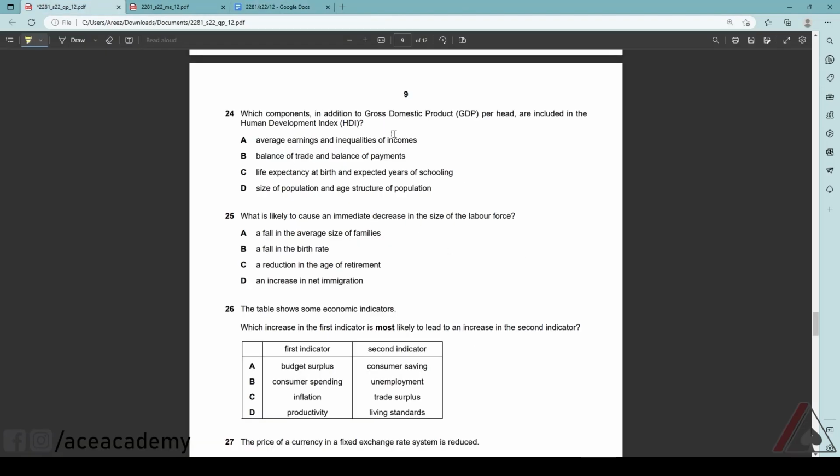So which components, in addition to the gross domestic product GDP per head, are included in the Human Development Index, HDI? A, average earnings and inequalities of income. No. B is the balance of trade and balance of payments. Also no. C, life expectancy at birth and expected years of schooling. It does deal with health and it does deal with education. So C can be your answer. D, the size of population, the age structure. No. So the answer here would be C, life expectancy at birth and expected years of schooling.